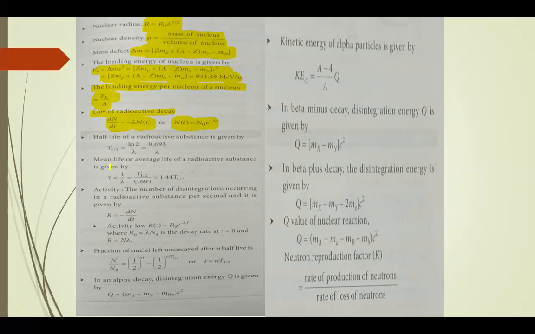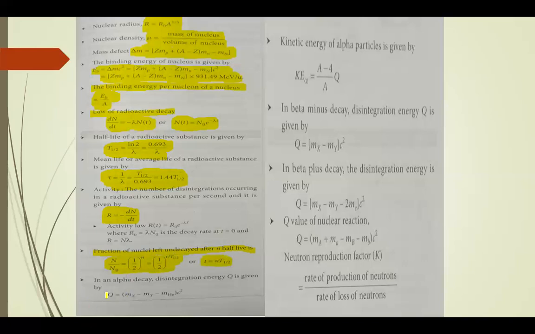The next is half-life. Half-life of radioactivity is given as 0.693 divided by lambda. Next, mean life is given as tau is equal to 1 by lambda, or T half is equal to 0.693 by lambda. Next, for activity R, the number of disintegrations occurring in the radioactive substance per second, R is equal to minus dN by dt. Next, the fraction of nuclei left and decayed after n half-lives is given by this formula.